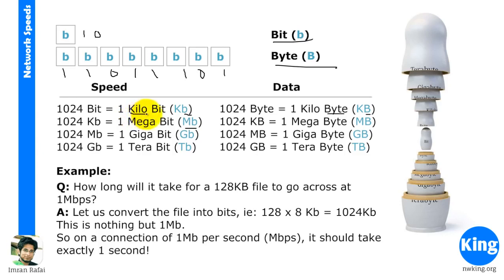In the computer world, kilo is always 1024. So 1 kilobit is 1024 bits. Similarly, 1 kilobyte is 1024 bytes.